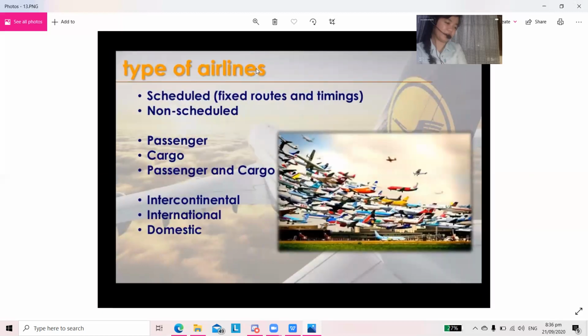So we have the types of airlines. You have the scheduled, with fixed routes and timings. When we talk about scheduled, for example, Cebu Pacific and Philippine Airlines, they operate by schedule. For example, they have scheduled flights to Manila, so you just choose which one is available. When you book a flight, there are many available schedules, or when you book a plane ticket.